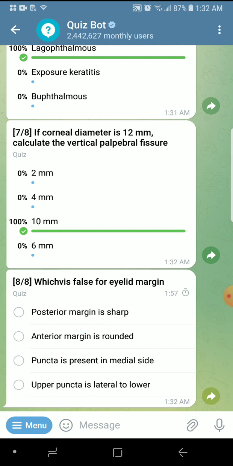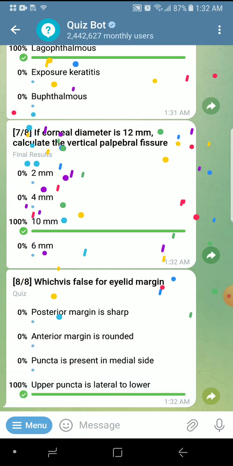Now which is false for the eyelid margin? The posterior margin is sharp, anterior is rounded, true, both are true. Puncta is present on the medial side, that is an easy one, true. Now upper puncta and lower puncta are not in the same line, upper is slightly nasal. Now it's a fact. You know, if you know, you know, if you don't know, you don't know. That is the answer of this question.